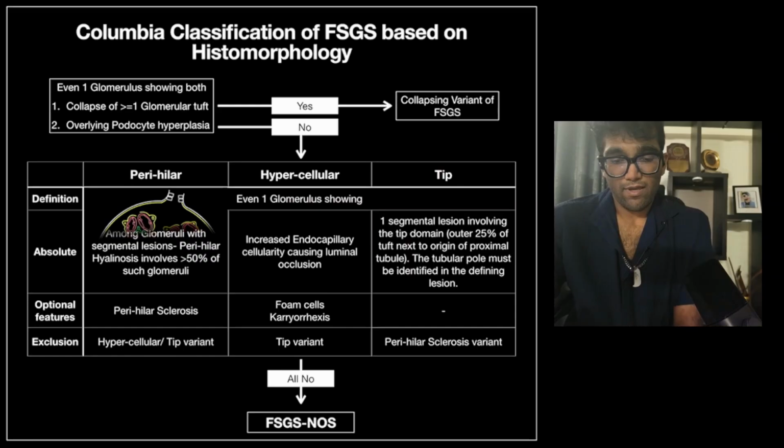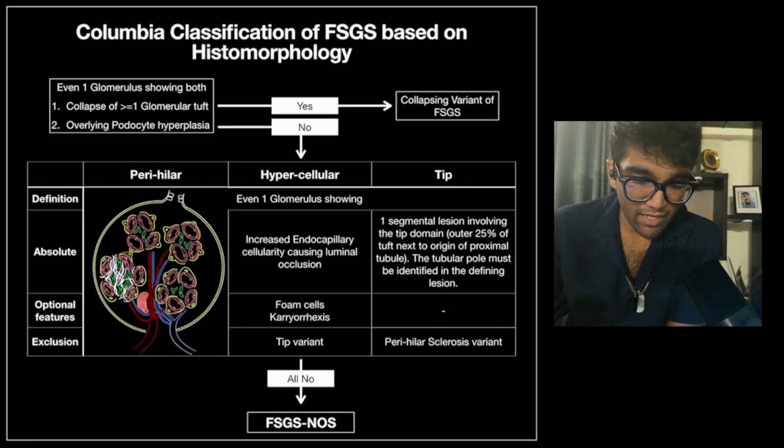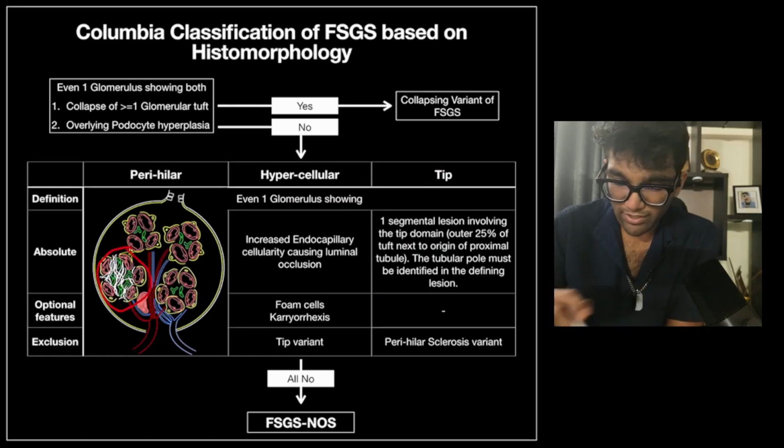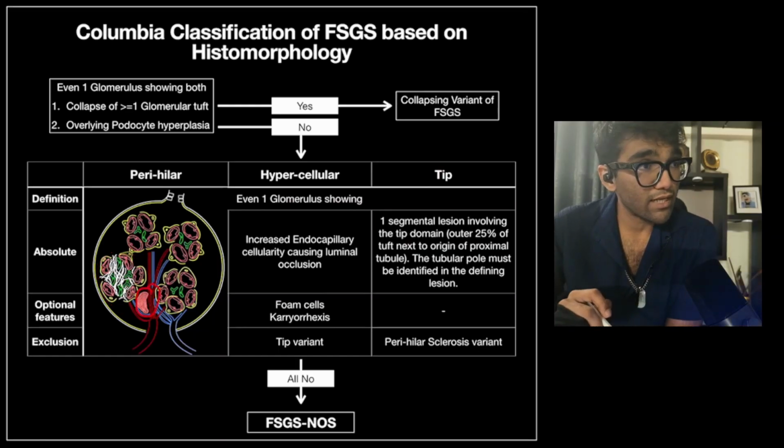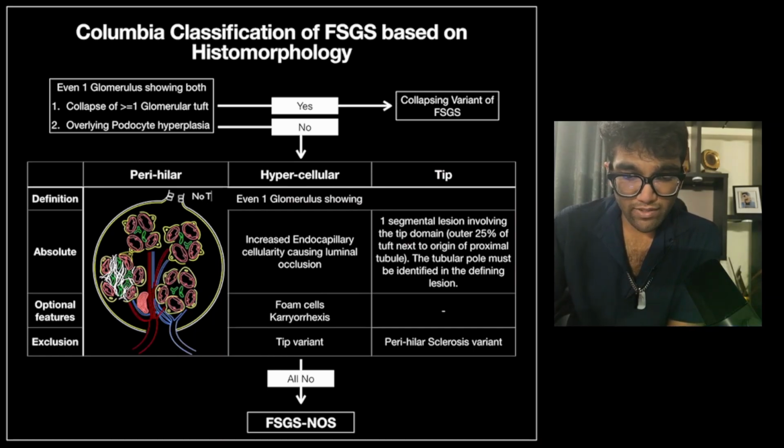Okay, so the perihilar variant, as you can see here, one segment of the glomerular tuft is affected, of the glomerulus is affected, and there is hyalinosis at the hilum. So that is why it is a perihilar variant. So that is very clear. Okay, there is no tip involvement, so therefore it is definitely a perihilar variant.